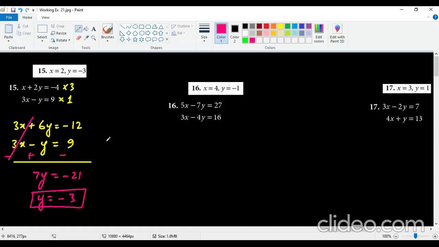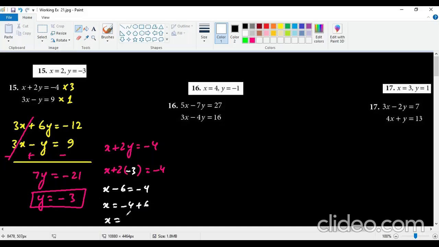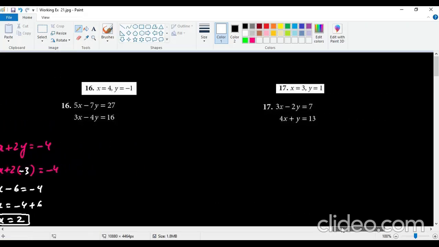Finding out the value of x. x plus 2y equals negative 4, and x plus 2, the value of y is negative 3. So I will use negative 3 over here. So x minus 6 equals negative 4. So x will be equal to negative 4 plus 6. So x will be equal to 2. Moving on to the next question, which is question number 16.